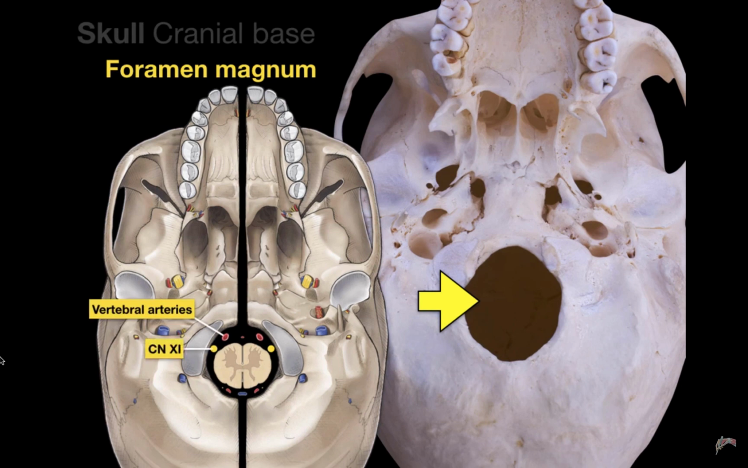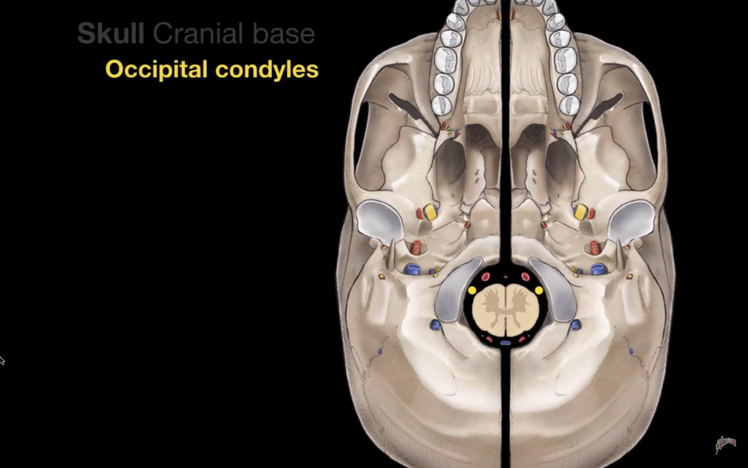All right, so now the foramen magnum is this really big opening on the base of the skull where you see vertebral arteries, cranial nerve 11, and the spinal cord. So the occipital condyles are here. Occipital means the occipital bone, and condyles are these knobs, and they articulate with C1.